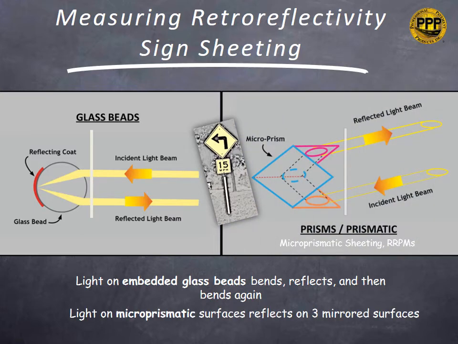Second is the use of prisms, microprisms. The vehicle's light strikes the microprismatic surface embedded into the sheeting. It reflects on multiple mirrored surfaces and returns back to the driver. Microprismatics are also used in reflective pavement markers.